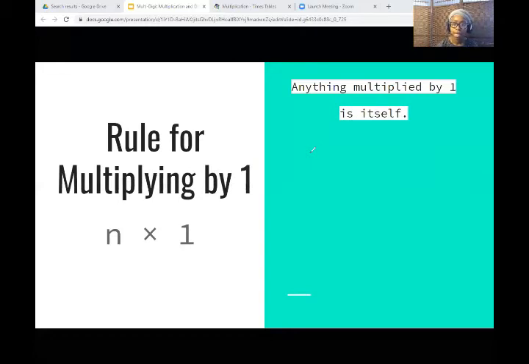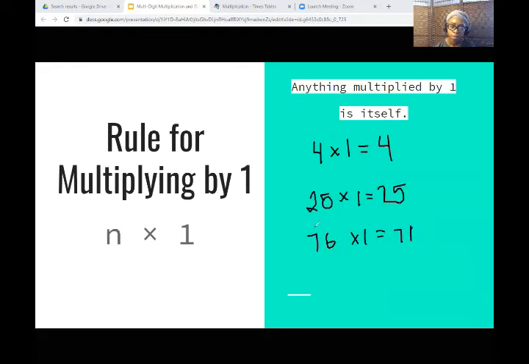All right, so our next rule is multiplying by 1. Anything multiplied by 1 is itself. So let's say we have 4 times 1. That's going to give us 4, okay? Because 4 times 1 is itself. 4 times 1 is 4. How about 25 times 1? That gives us 25. And how about 476 times 1? That's going to give us 476.